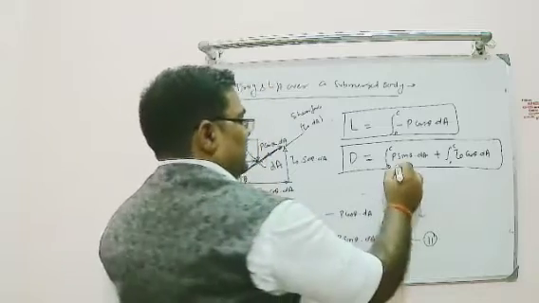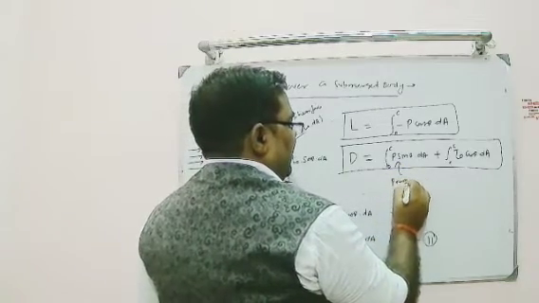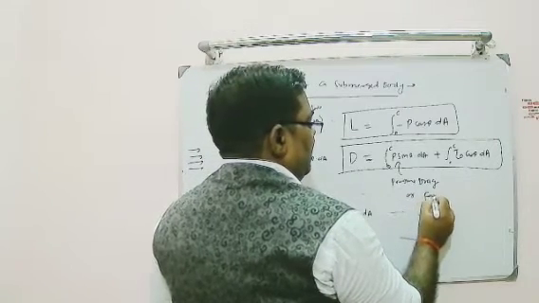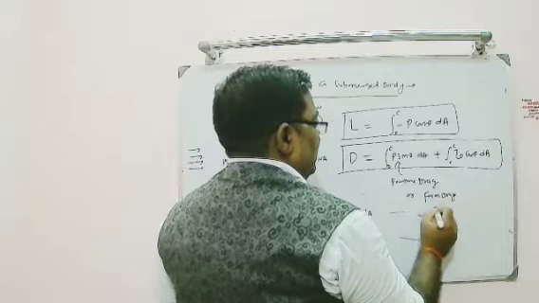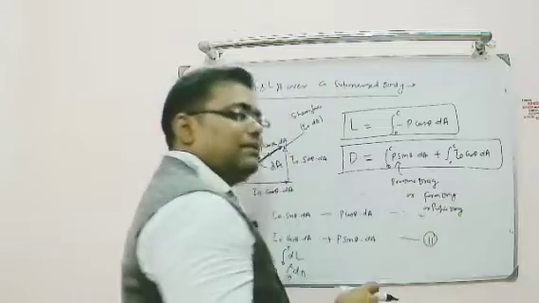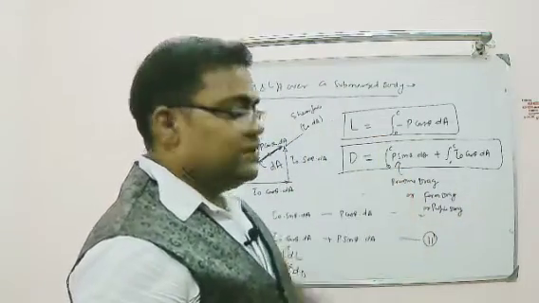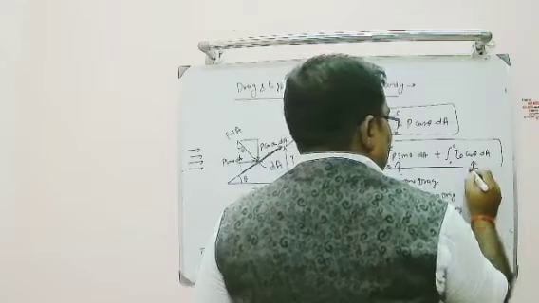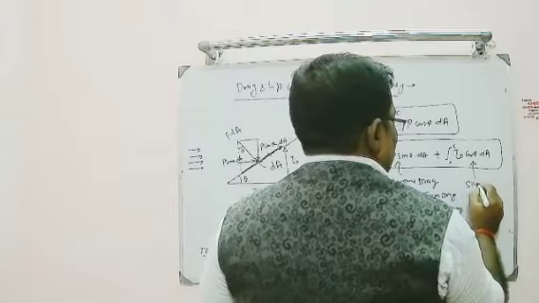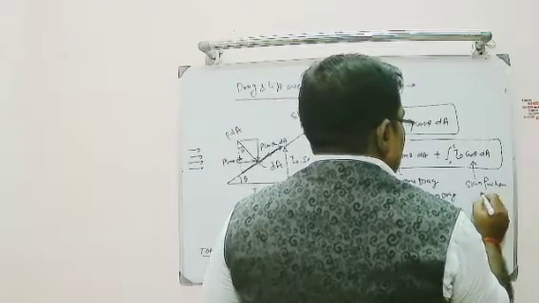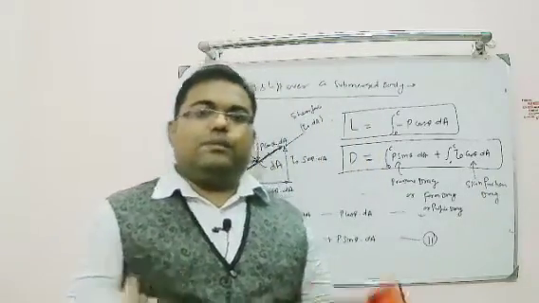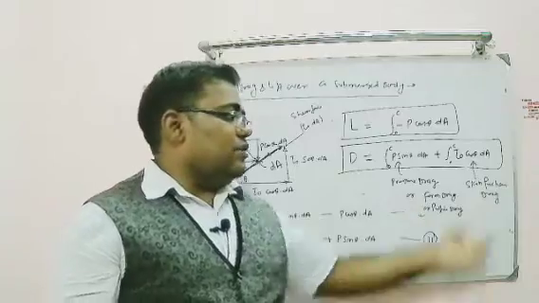The first component is due to pressure drag. This is known as pressure drag, or we can say form drag, or we can say profile drag. All are the same. Sometimes we say profile drag, form drag, or pressure drag is the first term, and the second term is called shear drag or frictional drag, or skin friction drag. So we have two components in the drag: one is called pressure drag and the other is called skin friction drag.